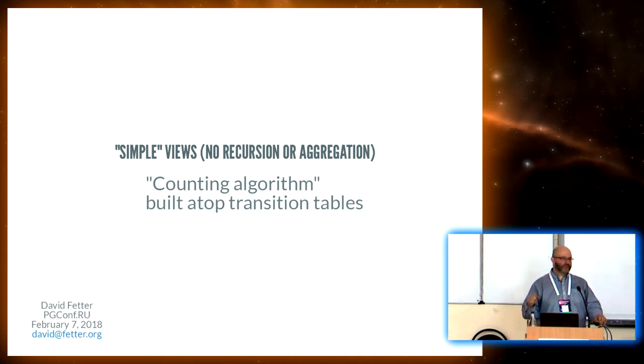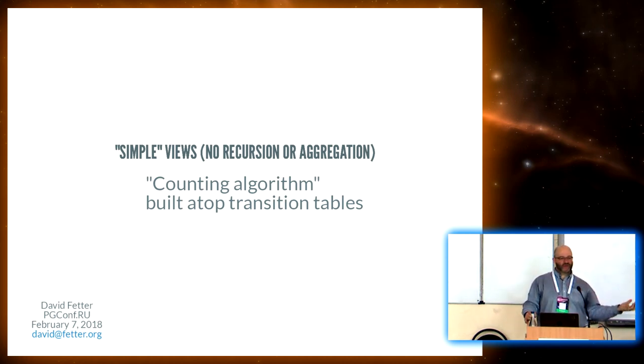So, for this counting algorithm, when you initially materialize the view, you need to include at each row the count of how many times it would have been generated from the underlying system. So you basically have to append count star and then group by everything that's in the materialized view. That's what you store, and the materialized view now has this extra column with the count in it.